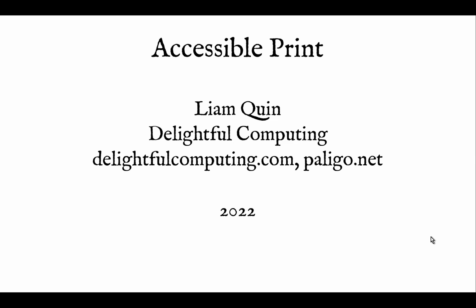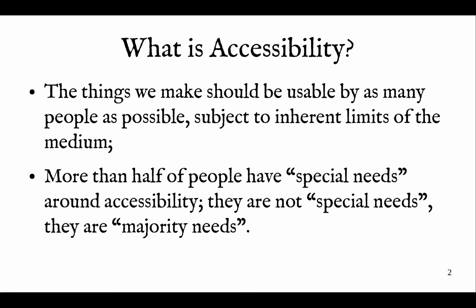And I'm here to talk about, or I'm not here to talk about, accessible print. What do I mean by accessibility? The things we make, whatever they are, should be usable by as many people as possible, subject to inherent limits of the medium, for example. There's nothing you can do to make a radio accessible to someone deaf, but they ought to be able to turn it on and off so that other people can listen, for example.